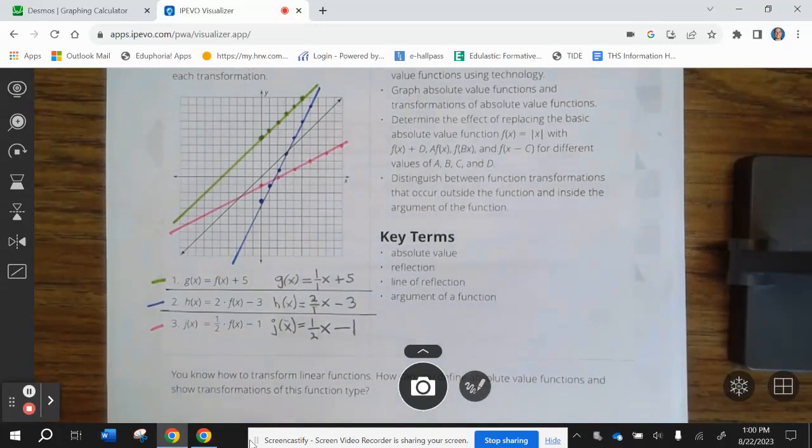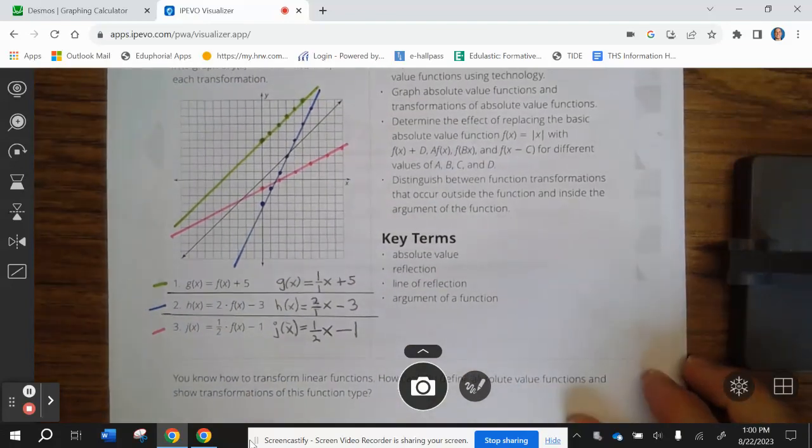All right, go ahead and finish up the warm-up. All right, let's take a look at the next page.